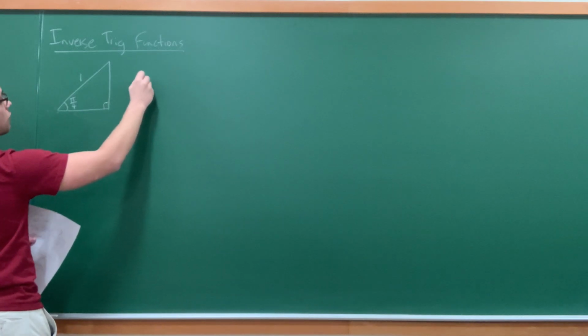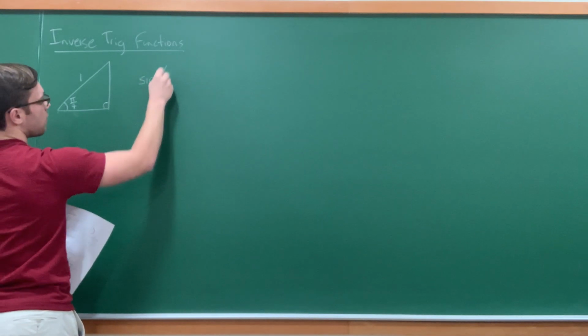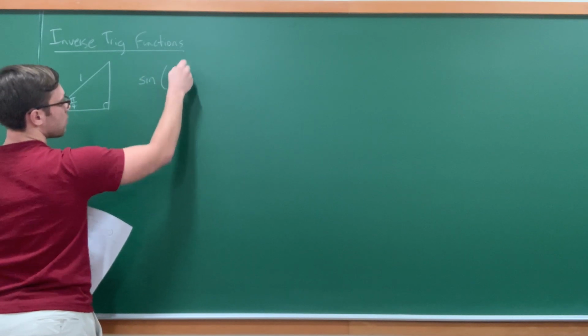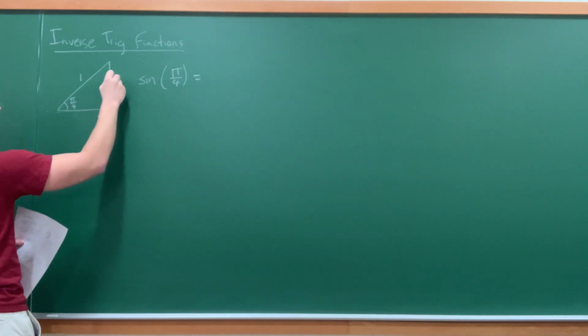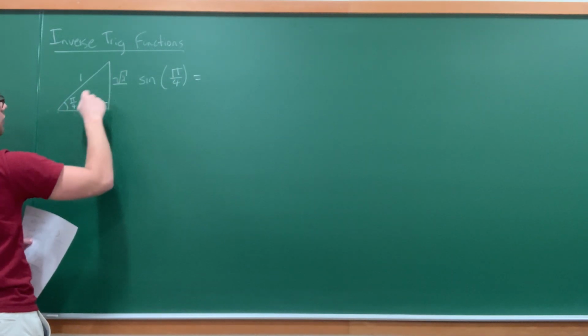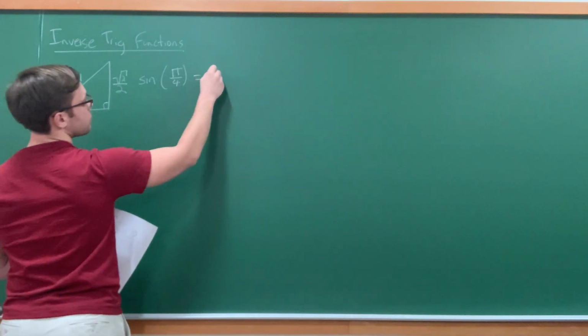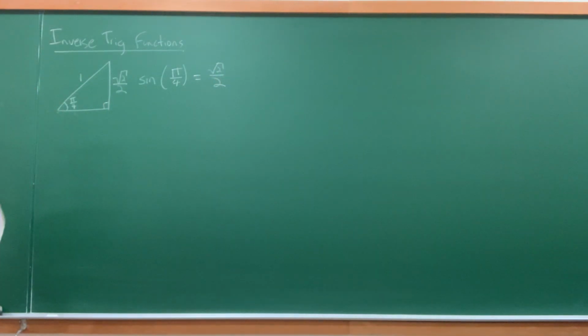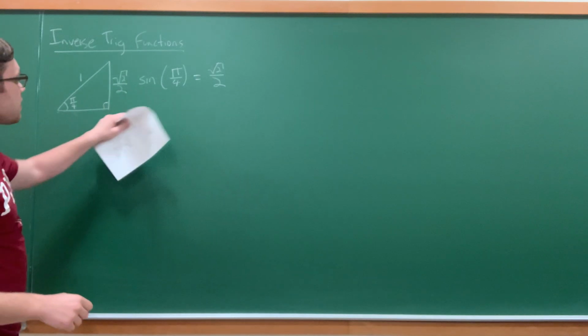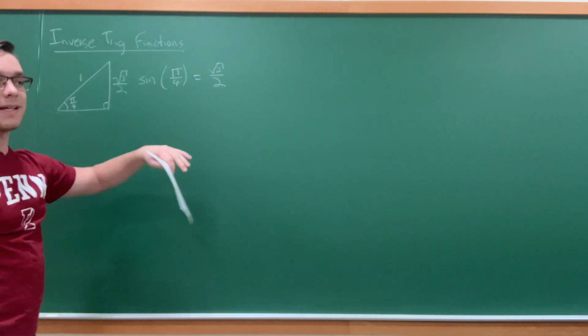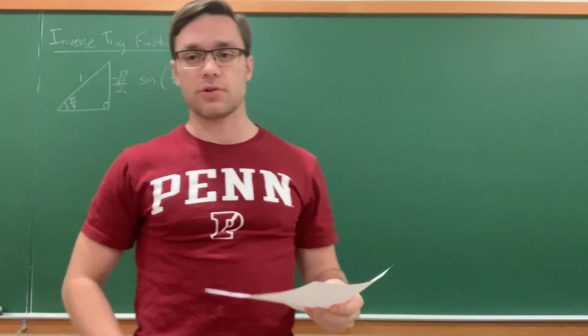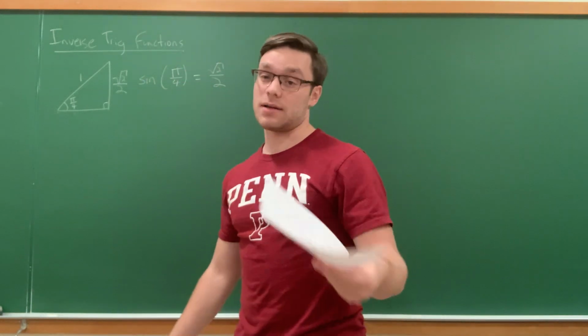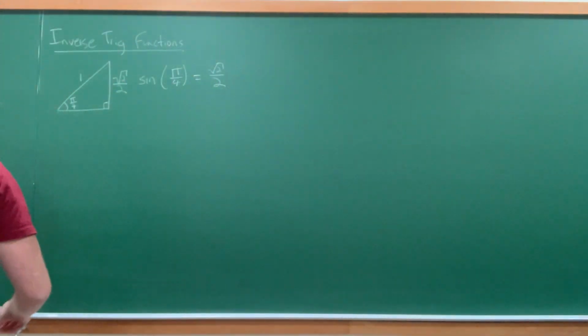I can say that the sine of pi over 4 is going to be the y value, which we know from our unit circle. The sine of pi over 4 is root 2 over 2. Now, this is just a regular trig function. An inverse trig function undoes the work that the trig function does.